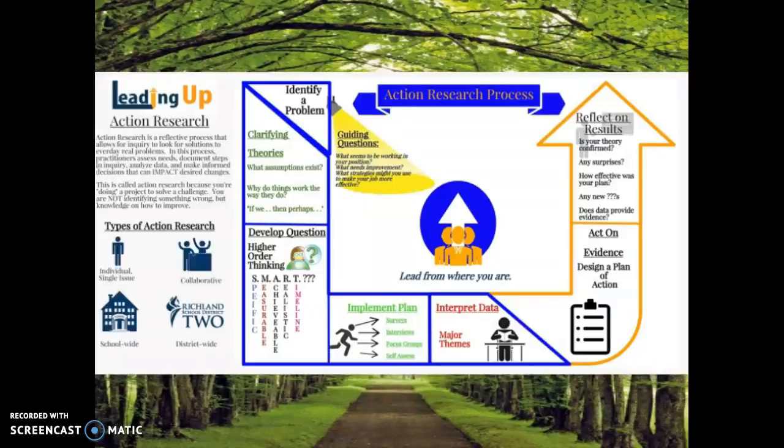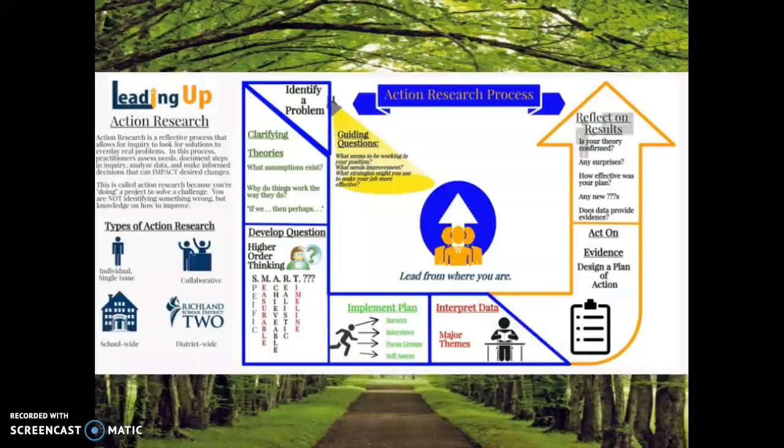But to the left, you'll see a summary of some of the things we've already talked about. What is action research and the types of action research? Remember, for the purpose of this project, you will be in a collaborative action research project. Starting at the top of the infographic, you're going to go to the left where it says identify a problem. You'll see the guiding questions that we talked about in Module 2.